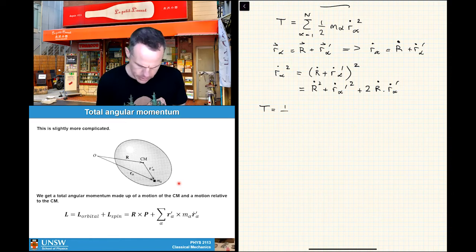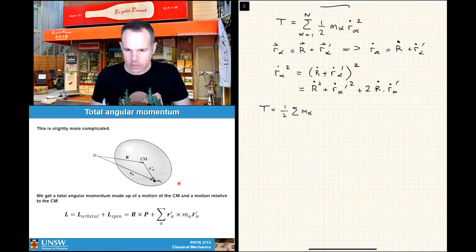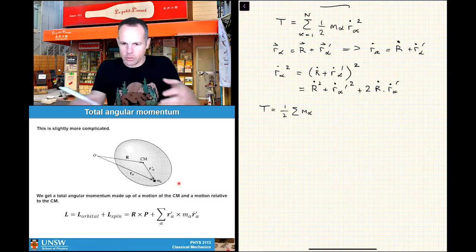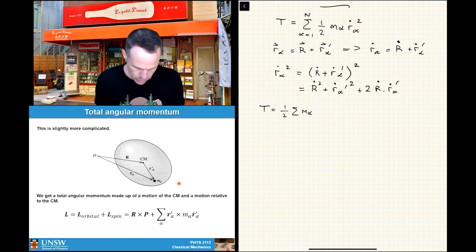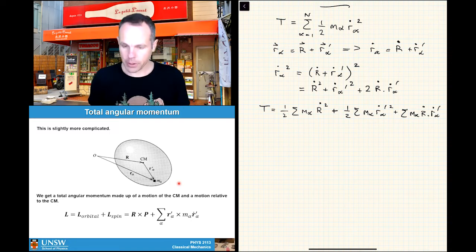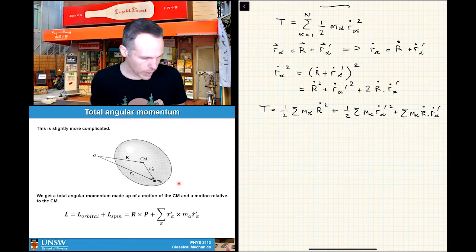Actually, I can put the half out the front. Half sum m alpha, and I can split the big sum of the terms into a sum of sums, right? So let's do these as individual ones. R dot squared plus a half sum m alpha r dot alpha dash squared plus sum m alpha r dot r dot dash. Okay, and on the end the half cancels out the 2, and that's why that's not there.